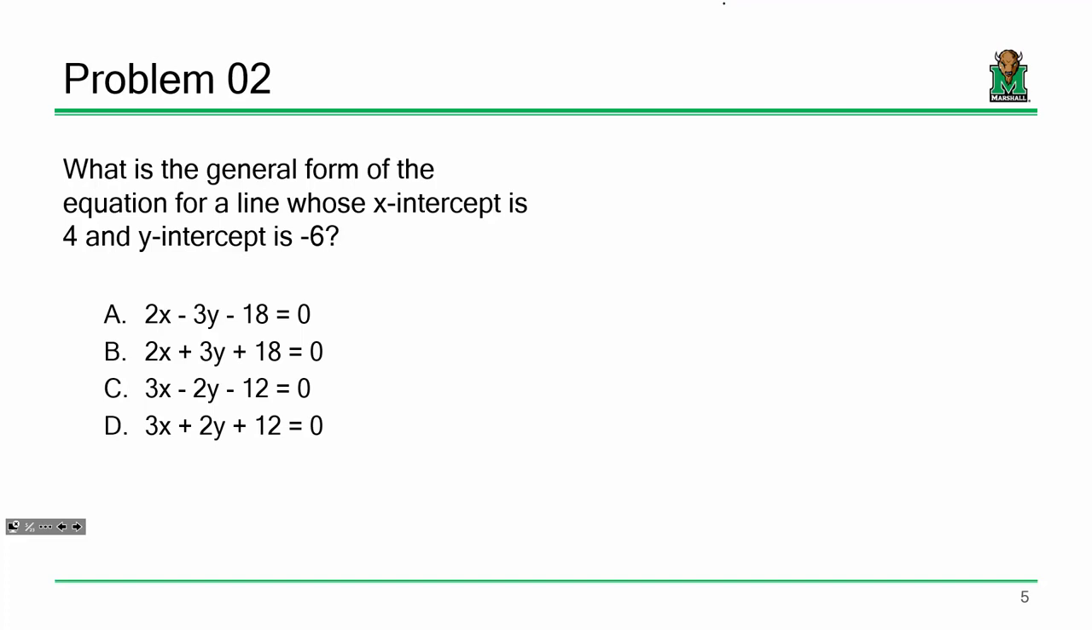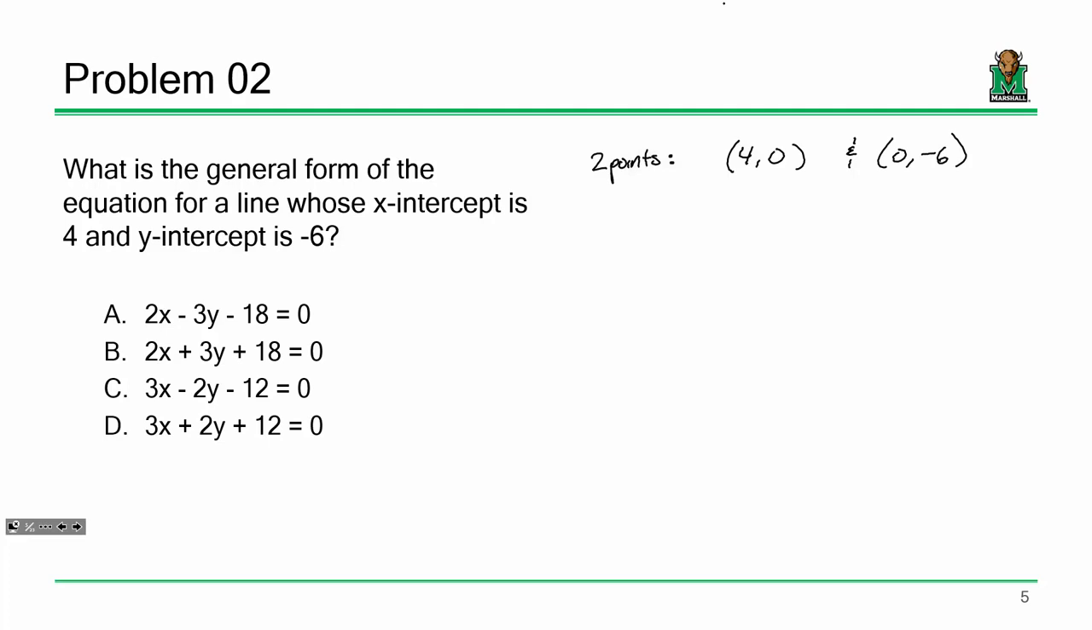What is the general form of the equation for a line whose x-intercept is 4 and whose y-intercept is 6? This is a very similar problem. It's just the equation of the line. So what you have to do in this problem is recognize what information you have and what information you need to get. For instance, would this be a fair statement that I have 2 points defined to me, and those points are (4, 0) and (0, minus 6)? Would that be a fair statement?